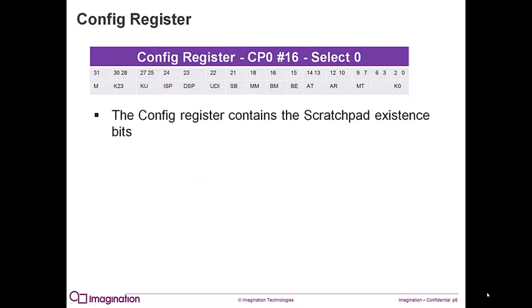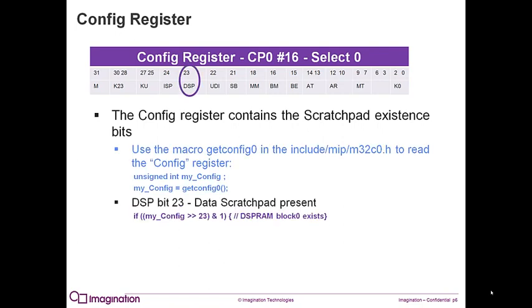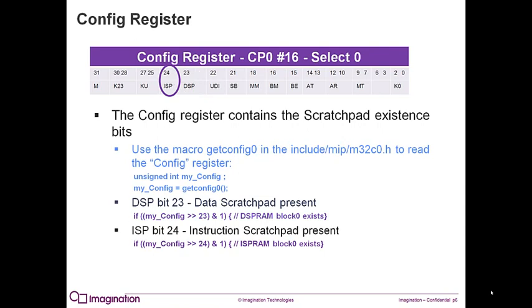The CP0 config register contains the scratchpad configuration bits. Use the macro called getconfig0 in the include mips m32c0.h file to read the config register from C code. Bit 23, the DSP bit, tells you that there is a data scratchpad block. Bit 24, the ISP bit, tells you that there is an instruction scratchpad block.